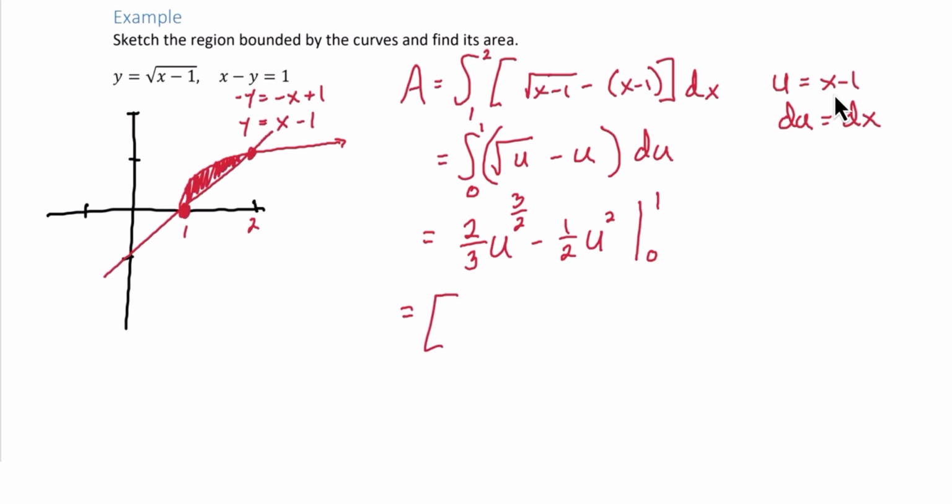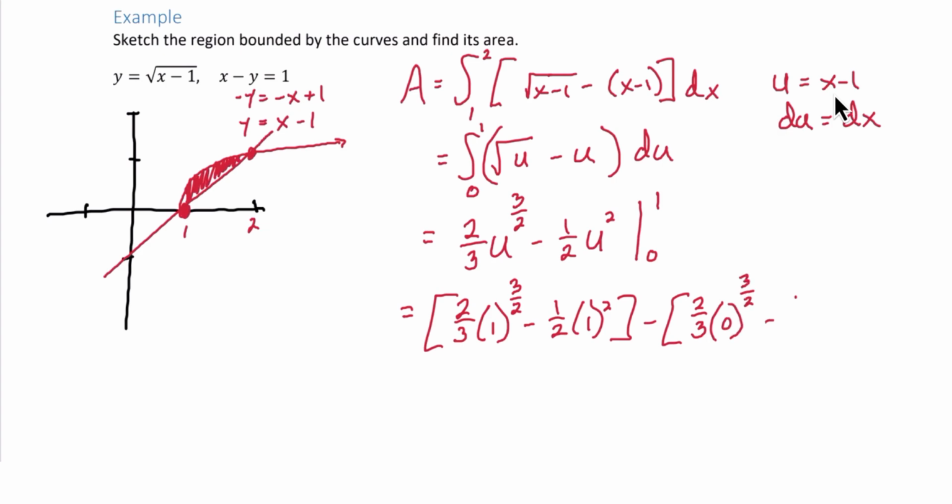We'll go through and plug in the upper limit. 2/3 times 1 to the 3/2 minus 1/2 times 1 squared. Then subtract, go through and plug in the lower limit. 2/3 times 0 to the 3/2 minus 1/2 times 0 squared. This gives us 1/6, the area between the two curves.